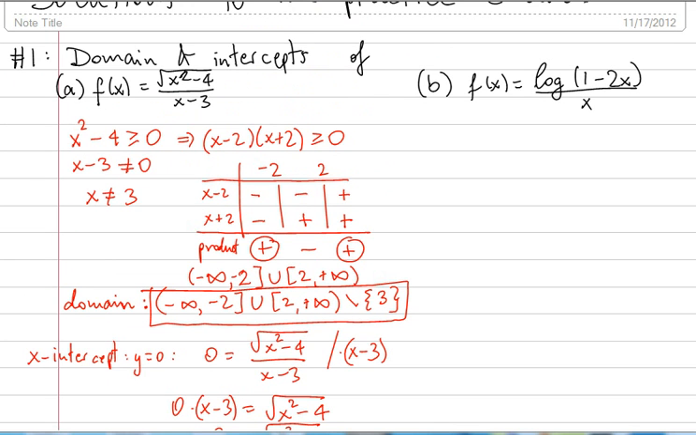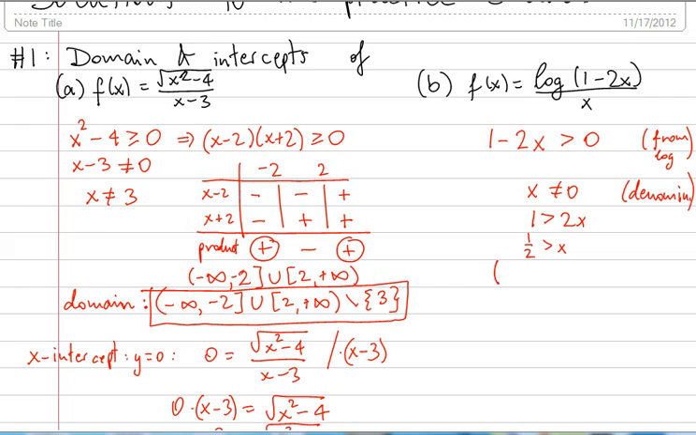Now let's do this for the second problem. So for the domain, we must have that whatever is under the logarithm must be positive. So we must have 1 minus 2x strictly positive. This is from the log part, and we must have that x is not equal to 0 because that's the denominator. So for the domain, we'll have that 1 is bigger than 2x, so x is less than 1/2. So the domain is from negative infinity to 1/2 excluded and minus the point 0.